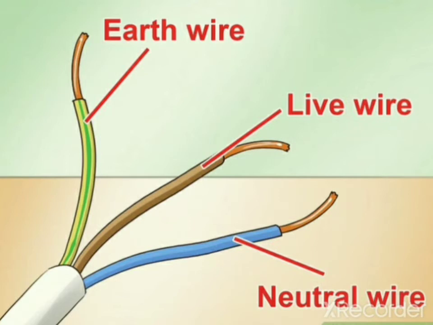But the live wire carries current from the source to the distribution board, while the neutral wire is the return path. That is, the neutral wire serves as the return path for the current.